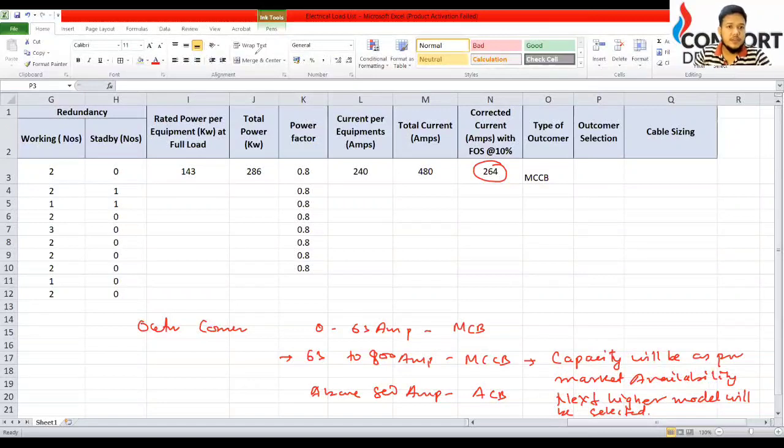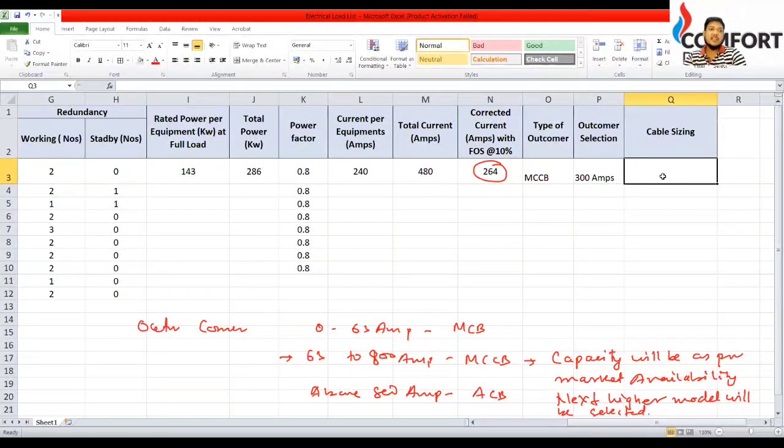Okay. Right. So for 264, after 240, we have an option of 300. So 300 ampere. That is your 300 amperes outcomer selection. Now, accordingly, the cable sizing will be done.